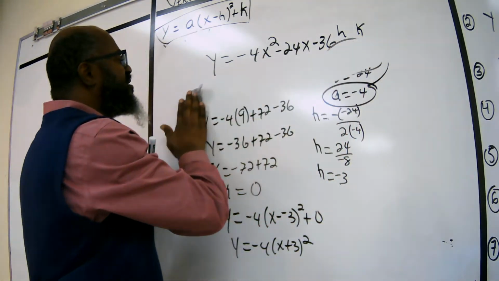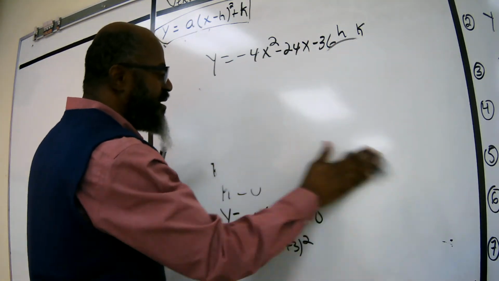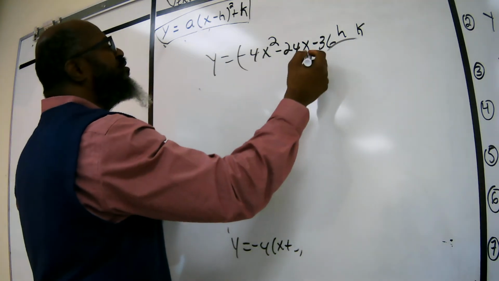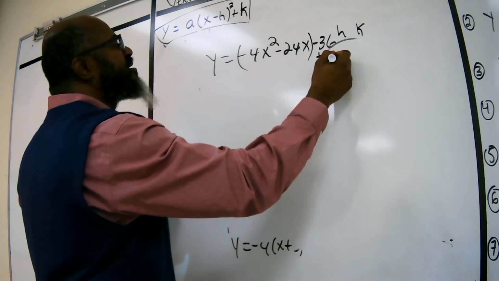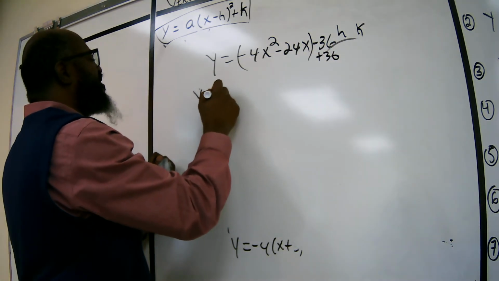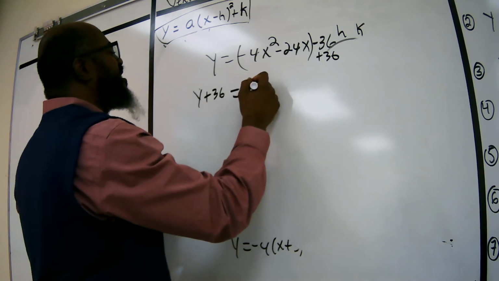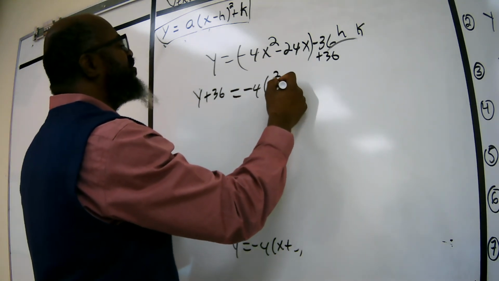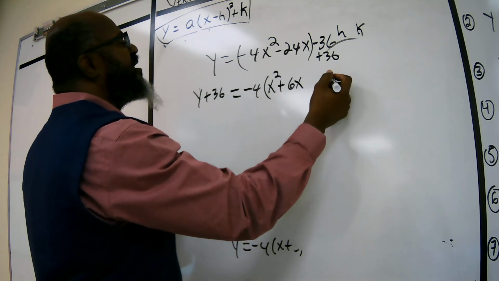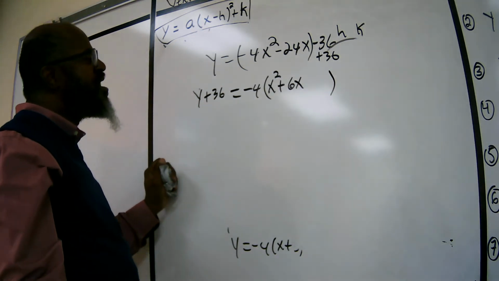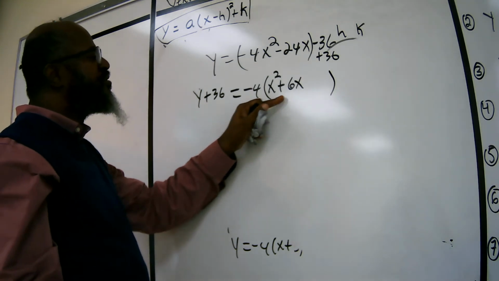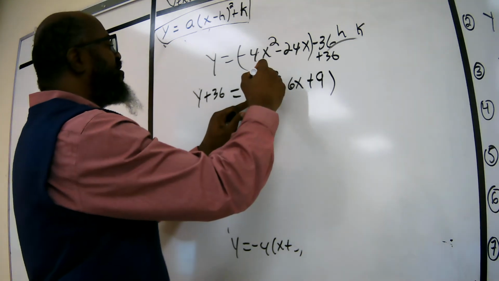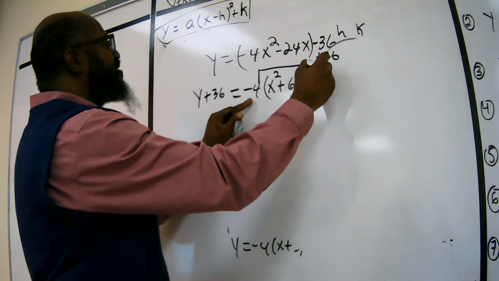So we'll use the complete the square method. That's the one I want you to do. Do family grouping with the 36. Now you will have y plus 36 equal, factor out negative 4, x squared. This will give you 6x. Take this divided by 2, that will give you 3. You square, that will give you 9. In reality, you do not add 9, you add negative 4 times 9 on the other side.